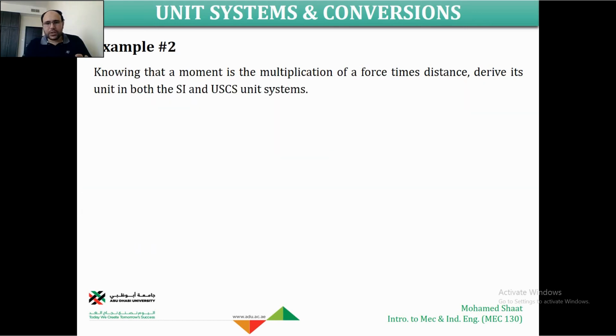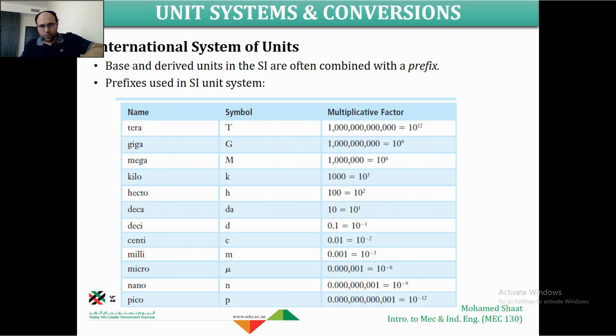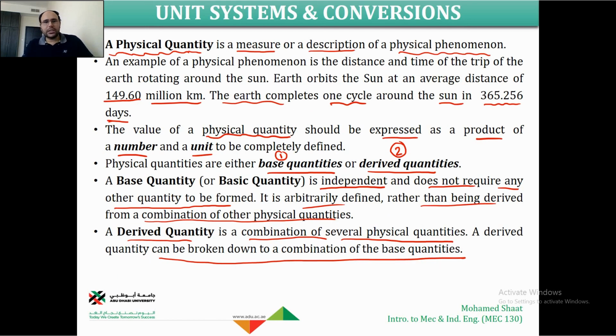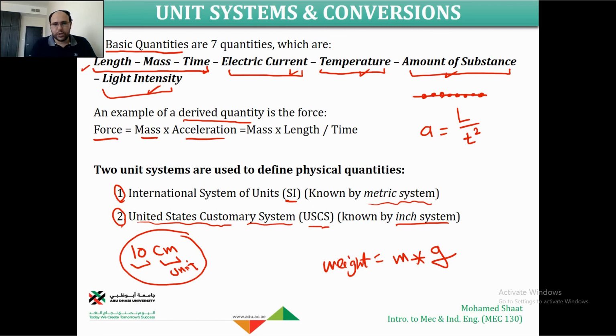Make sense? So what we have discussed so far is that we have physical quantities. What does it mean, physical quantity? And what does it mean, physical phenomena? We discussed also that any physical quantity, to be fully and correctly described, should use a number followed by a unit, and the number and the unit should be consistent together. Also, we grouped the physical quantities into base quantities and derived quantities, and we distinguished between them.